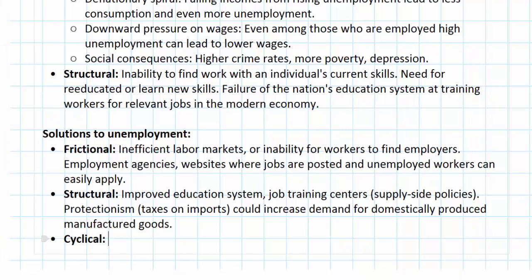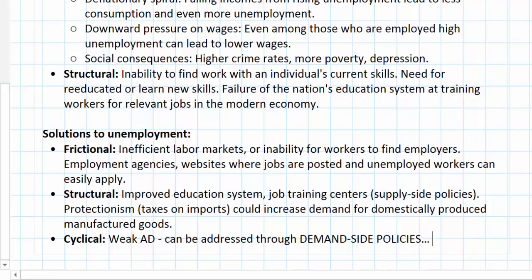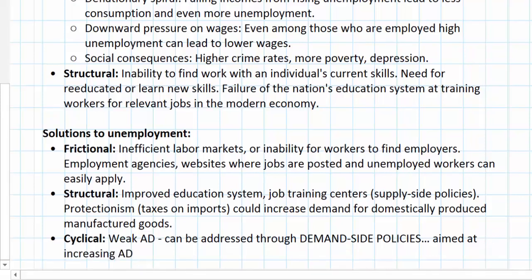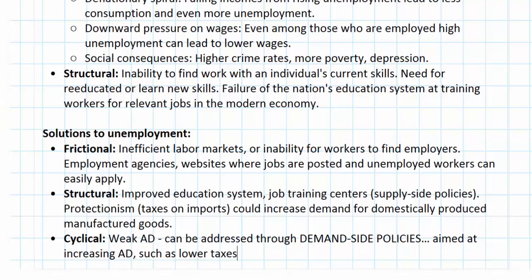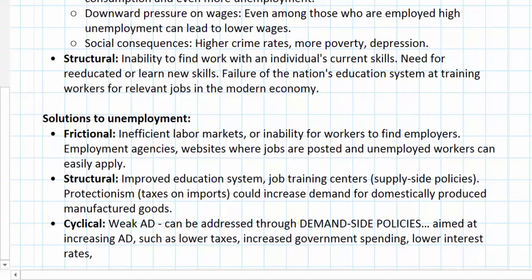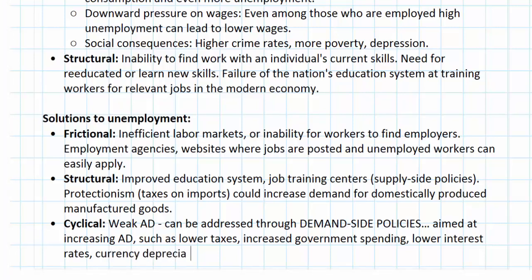Finally, cyclical unemployment. We know that cyclical unemployment arises because of a fall in aggregate demand, which means cyclical unemployment can be addressed through what we call demand side policies. All right, any policies a government or a central bank can enact to increase aggregate demand, such as lower taxes on households or firms, increased government spending, lower interest rates, which would lead to more consumption and more investment, perhaps even currency depreciation or devaluation.